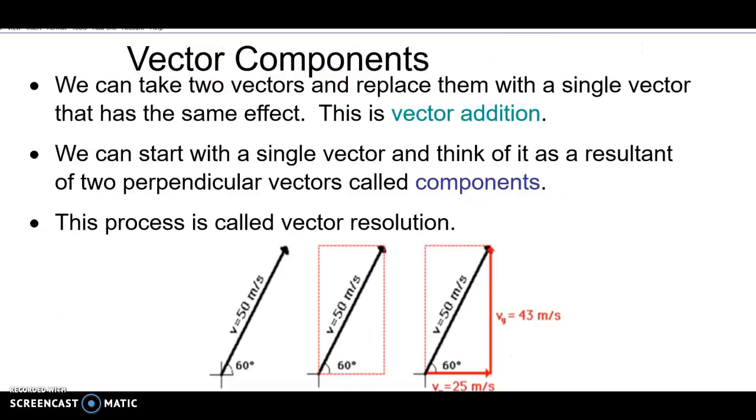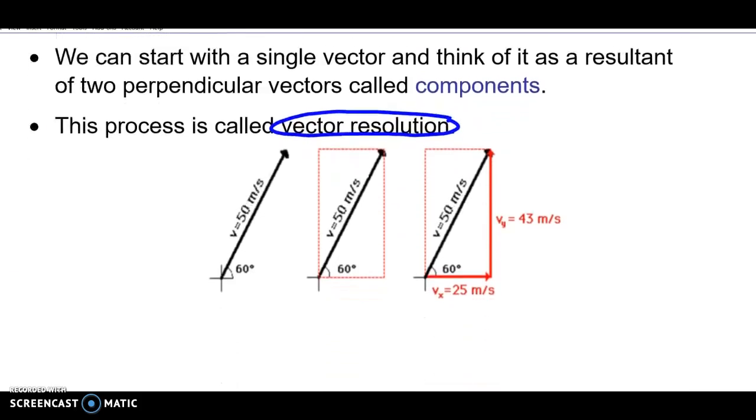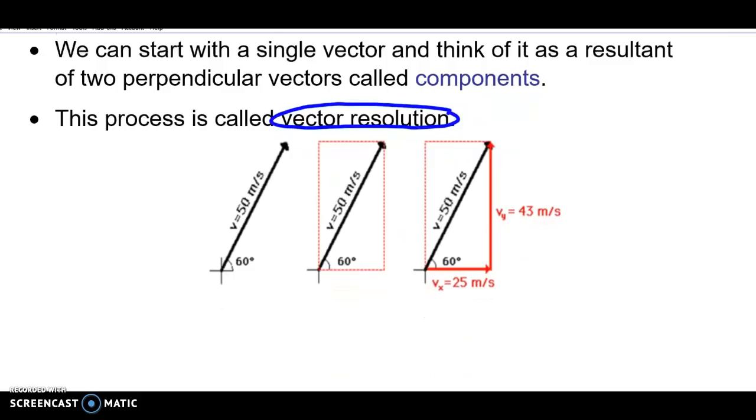Okay, so vector components here. You're going to see some examples, especially in your problem set, where you're asked to find the component vectors. So this is how you would do it. We can take two vectors and replace them with a single vector that has the same effect. This is called vector addition. We've done that. We can start with a single vector and think of it as a resultant of two perpendicular vectors called components. This process is called vector resolution. That sounds so formal. Okay, so this visual might help us understand a little bit better.